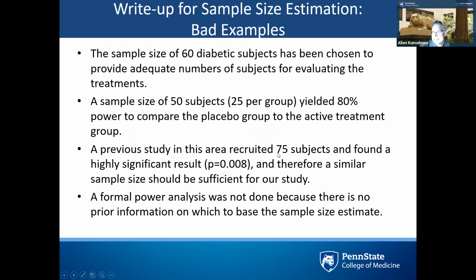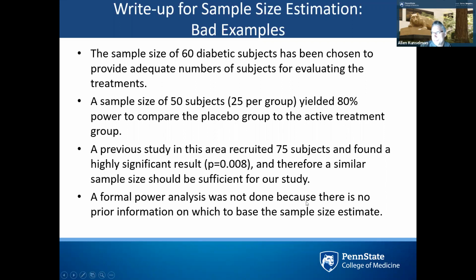The next one: a previous study in this area recruited 75 subjects and found a highly significant p-value. Therefore, a similar sample size should be sufficient for our study. We just can't take somebody else's study that found a p-value and say, okay, they used 75, I'm going to use 75. You need to actually do a power calculation. What's the effect size you're trying to detect? This highly significant result, going back to my systolic blood pressure example, maybe it was an insignificant 1 millimeter of mercury difference between the two groups. You can find a highly significant result, but the clinical relevance might not be there.